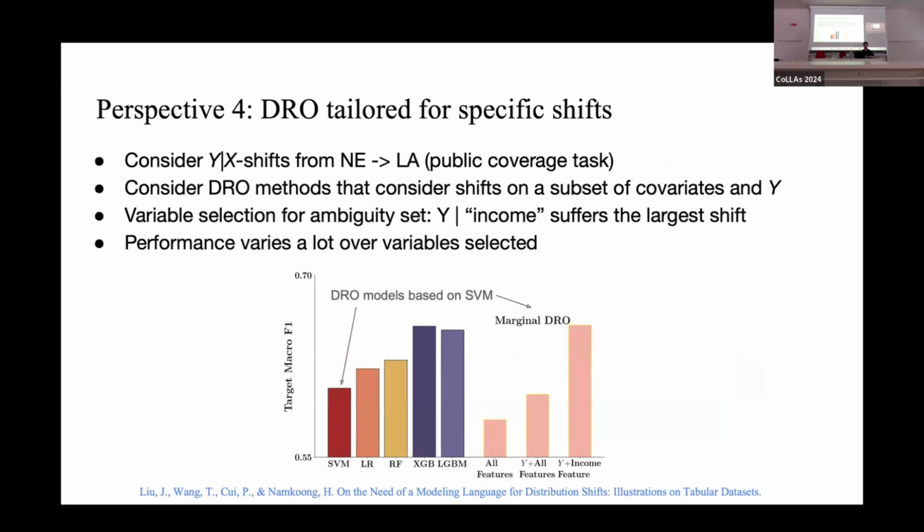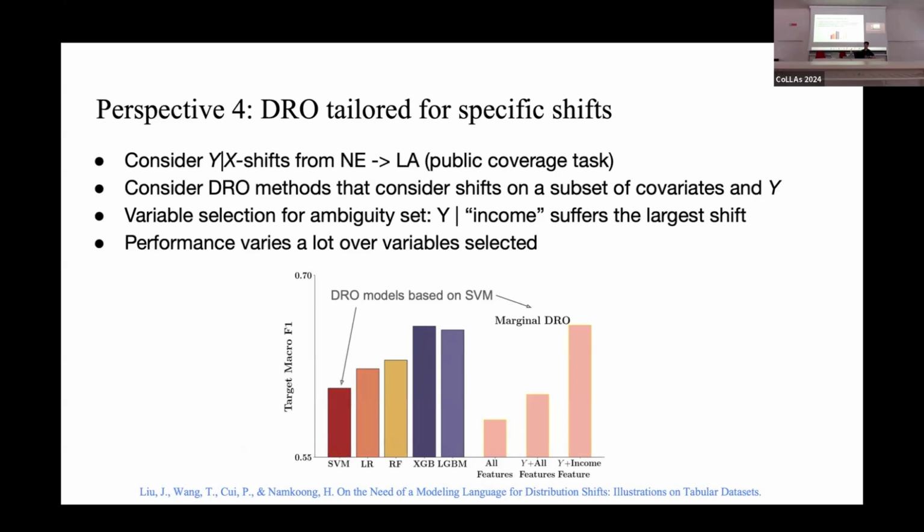Let's consider a public coverage data set where the task is to predict whether a person has bought health insurance. According to some other paper, we find that one first feature is the income feature, because the income level between different states is quite different. And if we use the income feature to predict whether a person will buy health insurance, it cannot be transferred to other states because of the different levels of income.